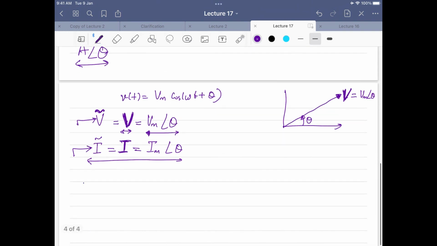So if you have a current i(t), let us say, given as 25 cos(omega t plus 45 degrees), and I want you to represent it in terms of the capital bold I, then what will be the answer? Who will tell the answer? 25 angle 45. 25 angle 45 degrees.